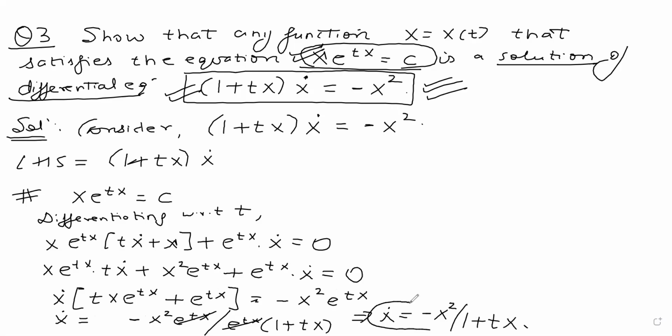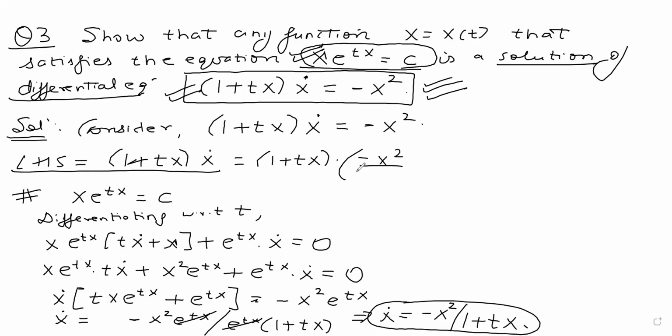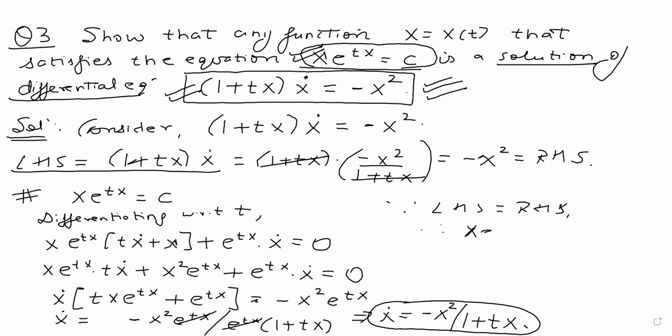So this x dot value, which I could have got by using this method, I will substitute it here. So this becomes 1 plus tx times x dot, which is minus x square upon 1 plus tx. 1 plus tx cancels. I get minus x square, which is nothing but my right hand side. So I could have said that since LHS is equal to RHS, therefore x e to the power tx equal to c is the solution of the differential equation 1 plus tx times x dot equal to minus x square.